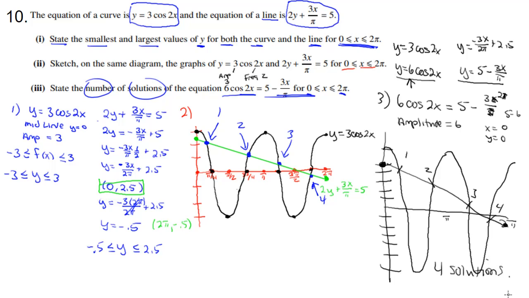So the fact that I've changed the line a little bit and I've changed the amplitude doesn't affect the number of times I have intersections, and I'm going to say the ending answer is 4.